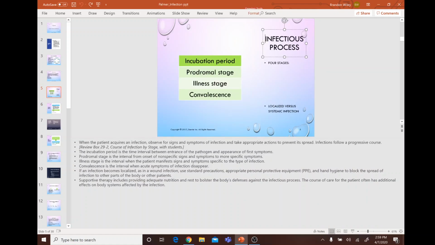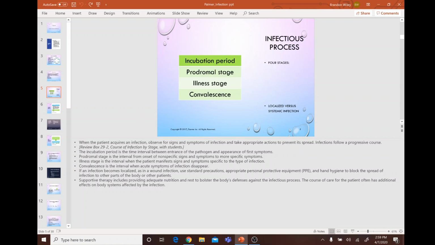Alright, what are the stages of the infectious process? What are the 4 stages? Incubation period, prodromal stage, illness stage, and convalescence. What is the incubation period? The pathogen has entered the body, and it goes until the first appearance of symptoms. So it's like the pathogen enters the body here, and it goes.